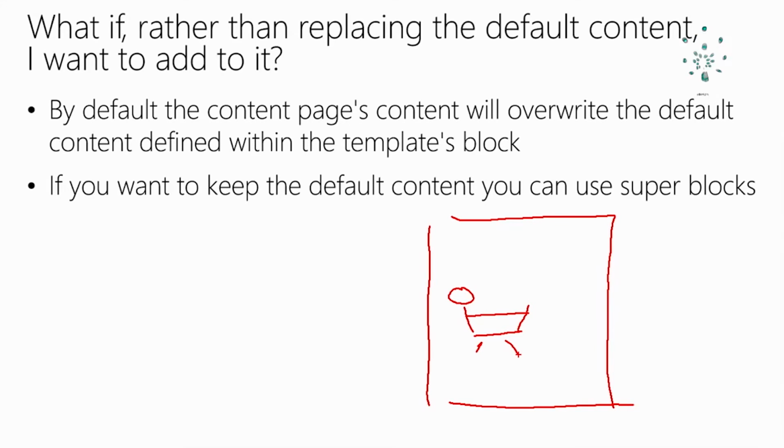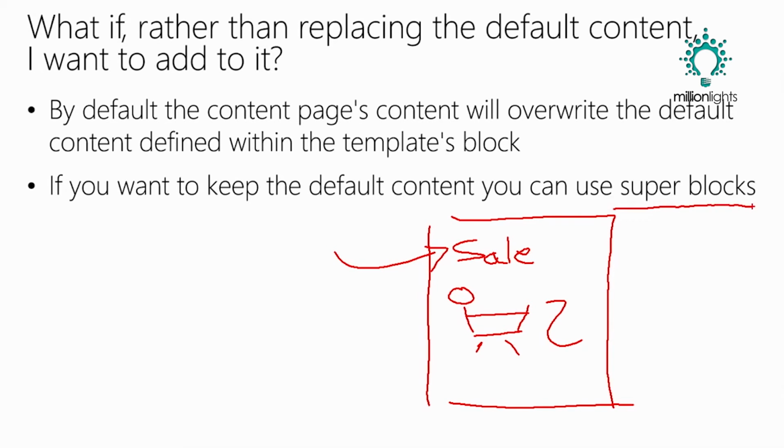Okay. So there's my little shopping cart. Maybe it's got the number of items and so forth, and maybe that's out on our sidebar. But what I want to do, and it's got a hamburger in it, is I want to be able to maybe add something to it. So if you go to a particular product page, maybe there's a sale that I need to identify. So what I want to do is add to the sidebar, but I don't want to replace what's already in there. And that's where we get into super blocks.